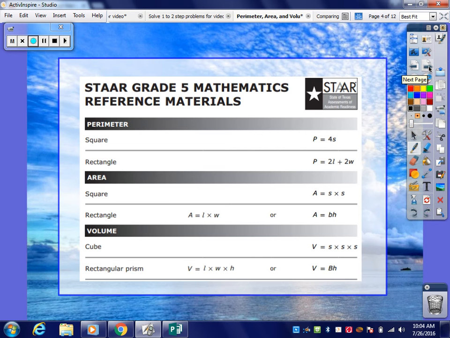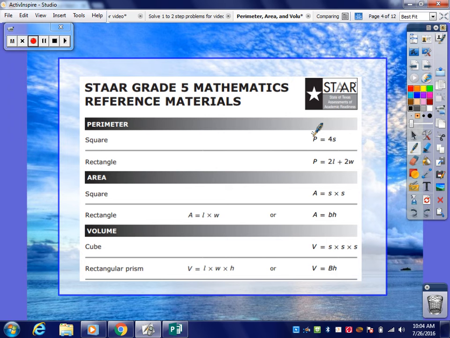So each of you has a STAAR reference sheet on your desk. Please make sure you're turned to the side where you see perimeter, area, and volume. So to find the perimeter of a square, it has the formula listed right here for you. So we have perimeter equals 4 times the side.